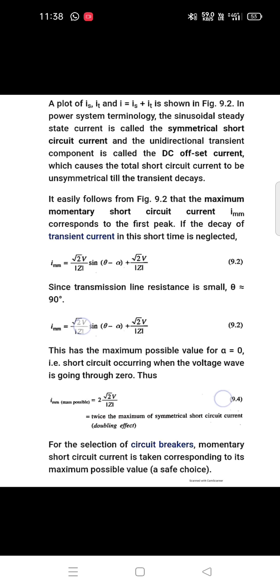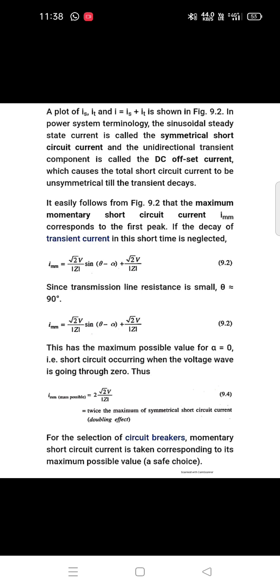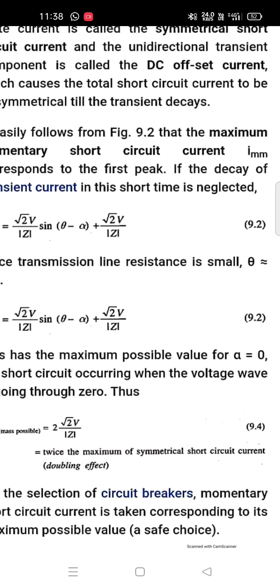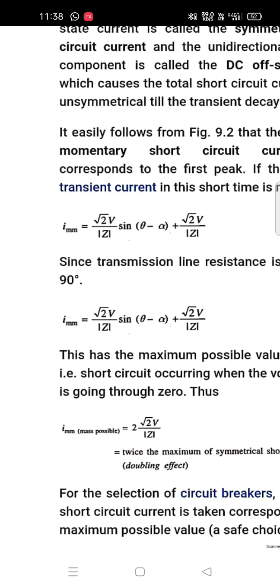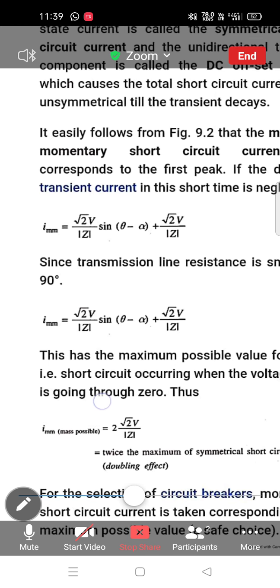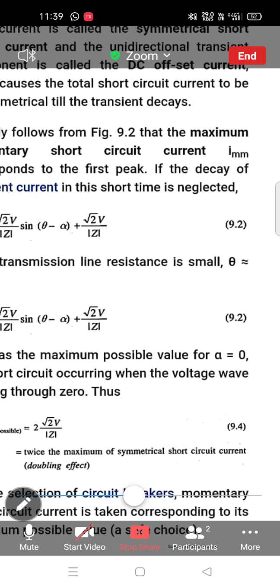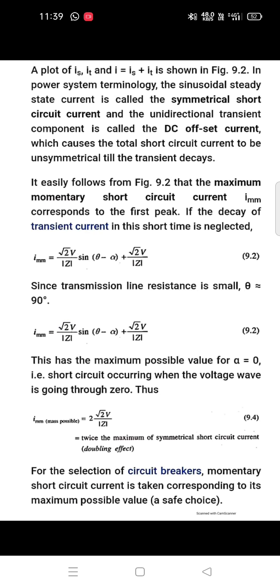Since transmission line resistance is small, theta is approximately 90 degrees, so it will again reflect in i_MM. This has the maximum possible value for alpha equal to 0, that is, the short circuit occurring when the voltage wave is going through 0. Then the maximum i_MM will be 2 times root 2 V upon mod of Z, twice the maximum of the symmetrical short circuit current, the doubling effect we can also say. Now for the selection of a circuit breaker, the momentary short circuit current is taken corresponding to its maximum possible value.